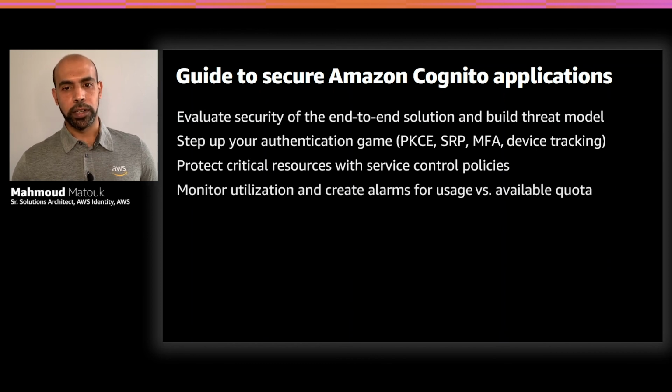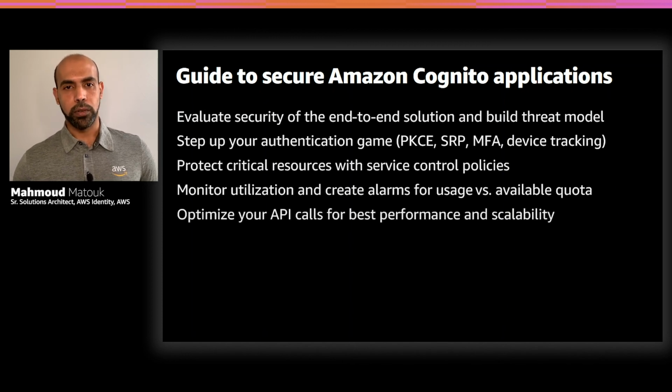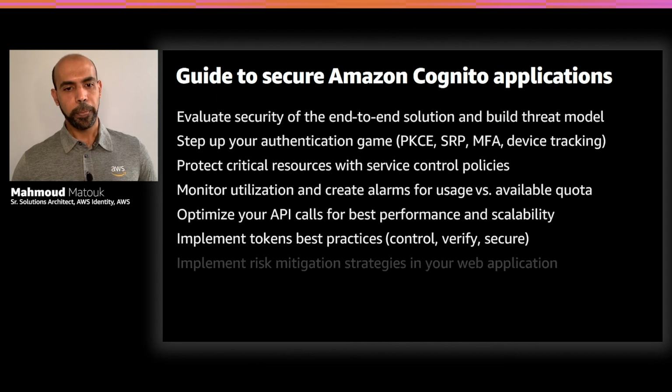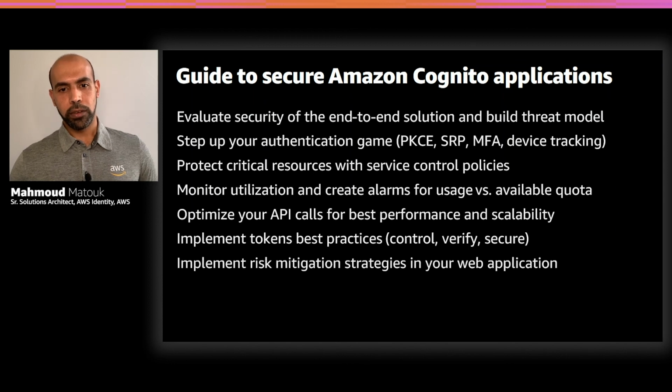Monitor utilization, create alarms, make sure that these alarms don't go unnoticed. Optimize your API calls if you see that you are approaching the rate limits for a certain category. Make sure that you optimize your application or see what else you can do there to make this layer always available and welcoming to your users. Implement token best practices, as we said: control the token content, verify tokens before trusting them, and put mitigations in place if you store tokens on the client side, and implement risk mitigations according to your risk profile and your risk tolerance. All right, this is the end of my session.